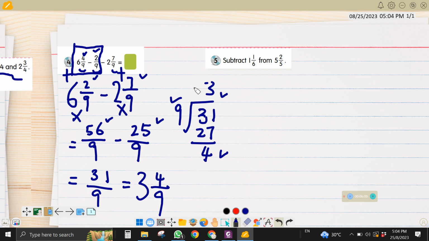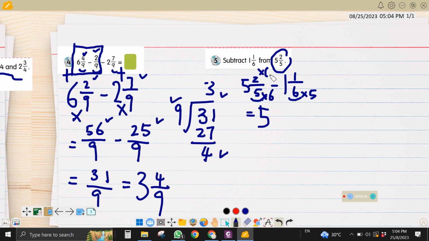Okay, last one. Subtract 1/6 from 5/6. Now you need to use a bigger number to minus a smaller number. So 5 is bigger. So you need to put 5 in front, minus the smaller one, 1. Now here you can see that the bottoms are different. So what you have to do is make them the same first.